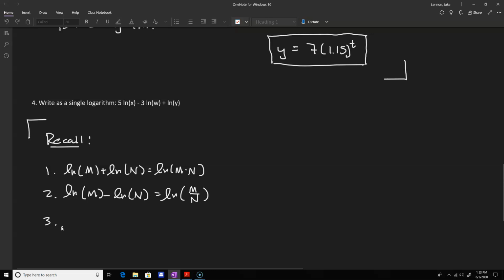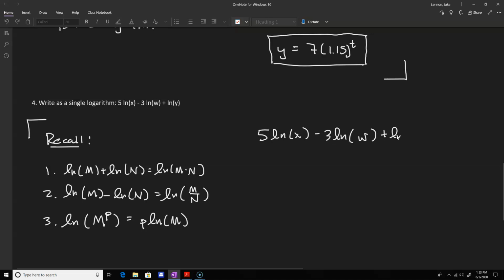And the third one, with powers: if you have the natural log of m to some power p, you can take that power and bring it in front, p times the natural log of m. Now for this one, we're starting with property 3. We can't combine the logarithms until there's nothing in front of them. So that's the first thing, that 5 natural log x minus 3 natural log w plus the natural log of y. We want to start by making 5 the exponent in the first one and 3 the exponent in the second.